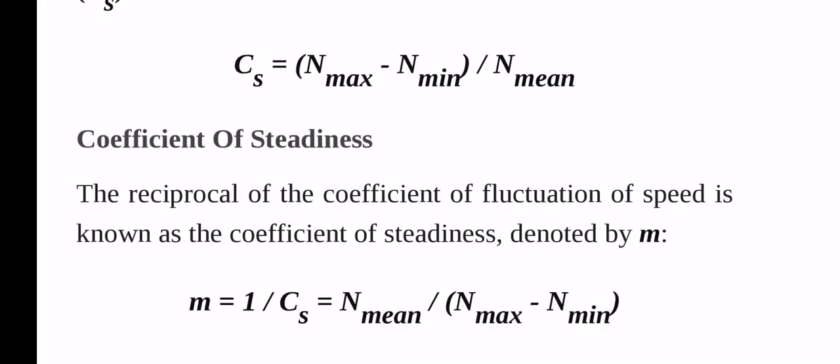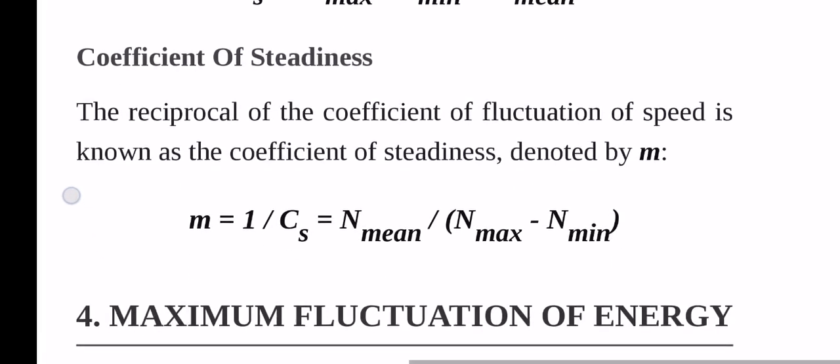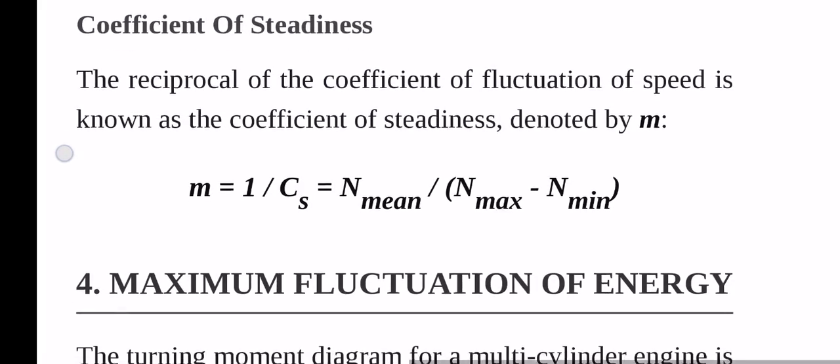Coefficient of steadiness. The reciprocal of the coefficient of fluctuation of speed is known as the coefficient of steadiness, denoted by m. m is equal to 1 by Cs, equal to N mean by (N max minus N min).